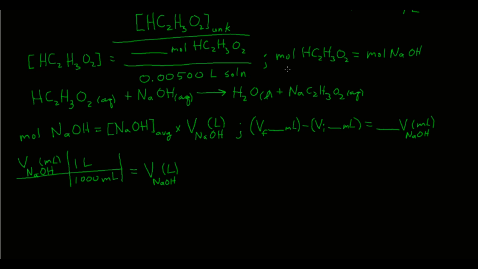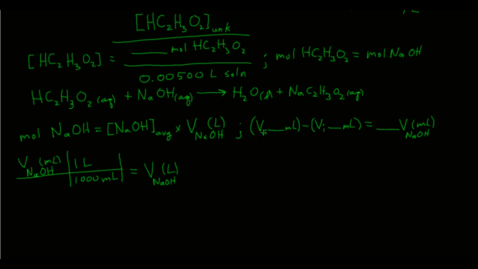Well, to get that, we know that the moles of acetic acid is equal to the moles of sodium hydroxide it took to reach the end point. Because this is a 1:1 mole ratio, the moles of sodium hydroxide added from your burette is equal to the moles of acetic acid that was in that Erlenmeyer flask. So the moles of sodium hydroxide we added to reach the end point is equal to the molarity of sodium hydroxide in that burette. For that number, we use the average concentration of sodium hydroxide from the standardization part of this experiment, times the volume of sodium hydroxide that you added in liters.